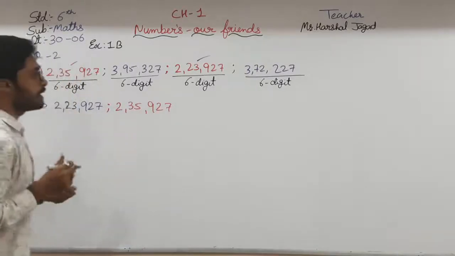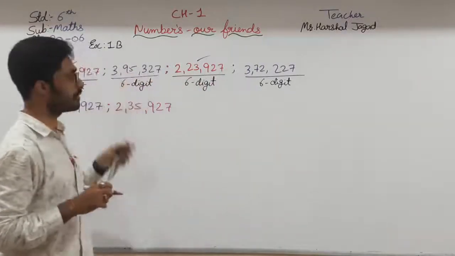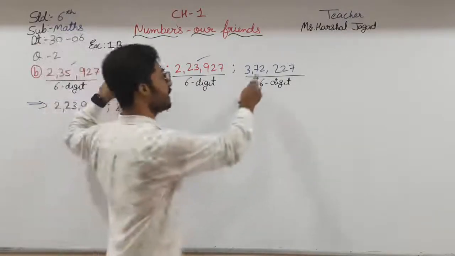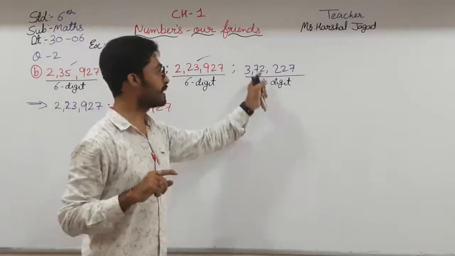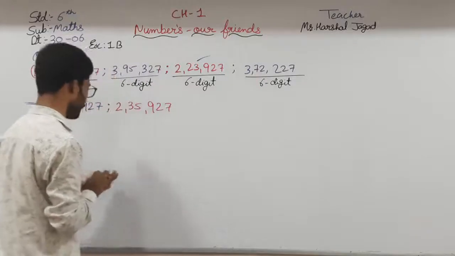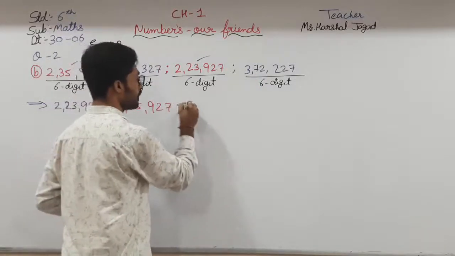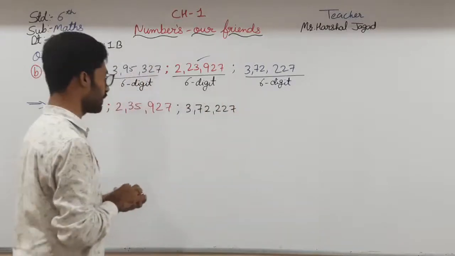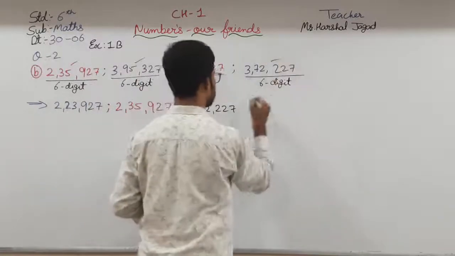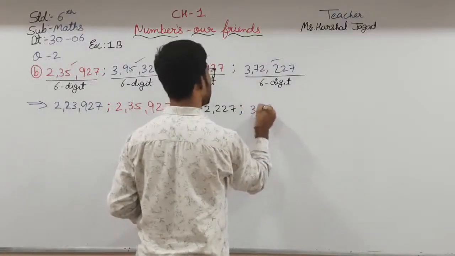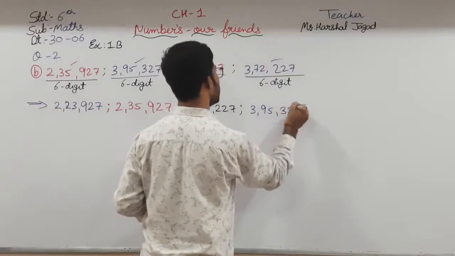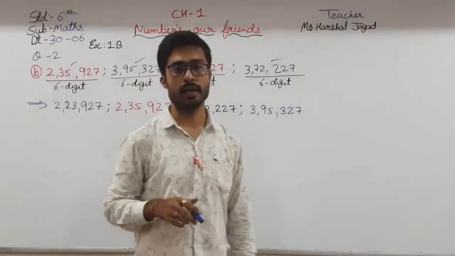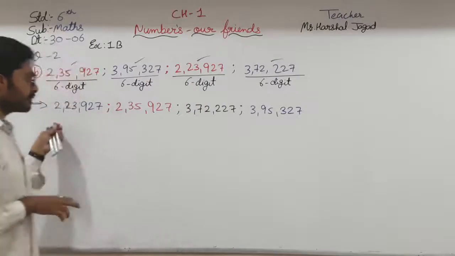Okay, second. Now moving towards here, you can see 3 and here is also 3. So now we will see the second digit of both numbers. Here it is 9 and here it is 7. Which one is smaller? 7 is smaller. So here we will write 3 7 2 2 2 7, and then the last one will be 3 9 5 3 2 7. Okay, please note it down.